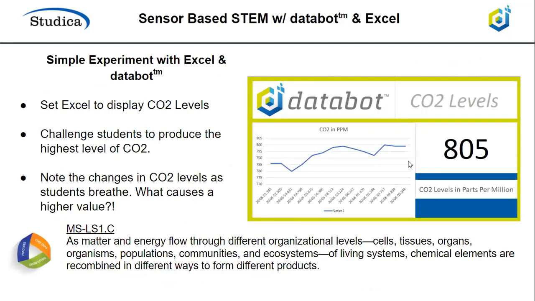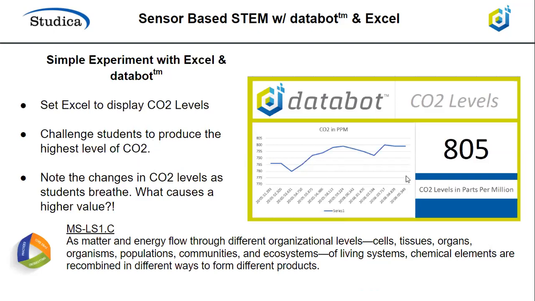What we're going to do today is actually show you how Databot data communicates with Excel, and I'm going to use a very simple experiment. We're going to set Excel and the Databot up to display CO2 levels. The picture that you see there is what I call a dashboard. So that's actually a visualization out of Excel. That particular one, very easy to make, and I'll actually show you the Excel file here in just a few moments when we switch over.